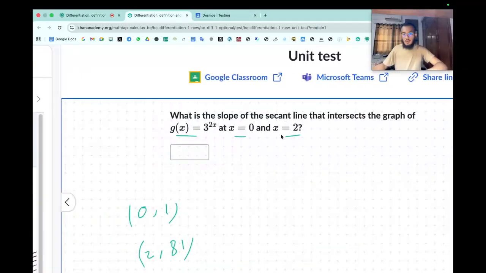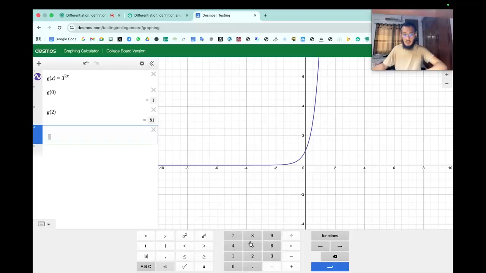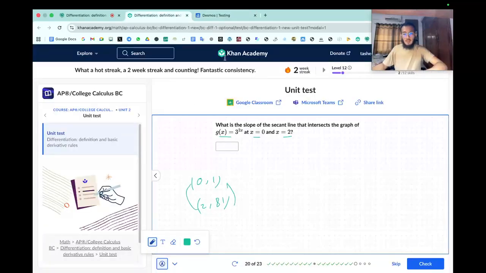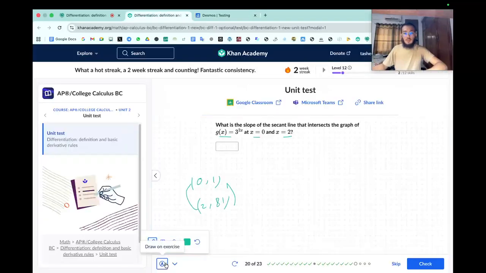Now all you have to do is find the slope. So it's y2 minus y1, 81 minus 1 is 80. Over x2 minus x1, 2 minus 0 is just 2, so it's 40. So what is the slope? It is 40.